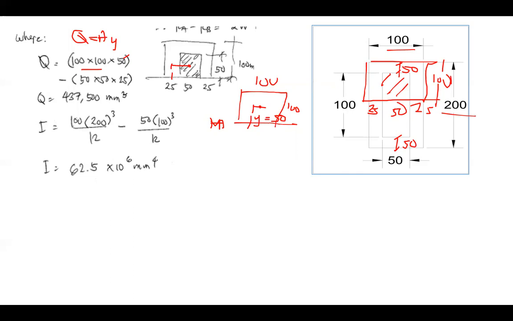If this is 50, kasi 100 ito, this shaded area, the height is also 50. So, this is all 50 by 50. 50 by 50 times, yung y dito is from here. Ito, 25 ito, kasi nga half lang ng 50. So, we can compute Q.